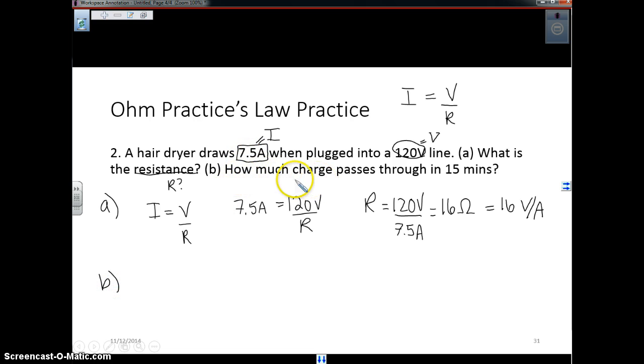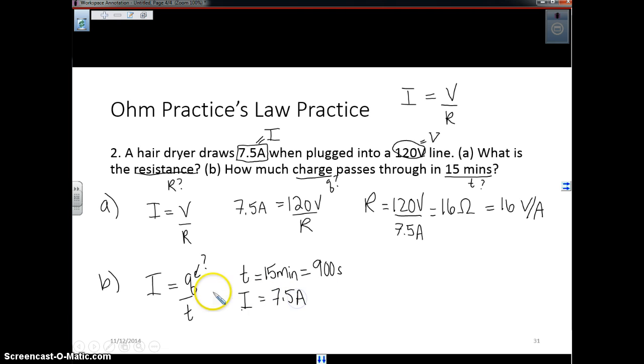Okay, how much charge Q passes through in 15 minutes? Here's a two-parter. Now it's asking about charge and time, so that's going to be the other way we can measure current. Q over T, and it's asking for Q. T, once again, is not in seconds, so I'm going to convert 15 minutes to seconds by multiplying by 60. When I do, I get 900 seconds. I have the appropriate T. I have I, which is from our problem, which is 7.5. So now I can solve for Q.